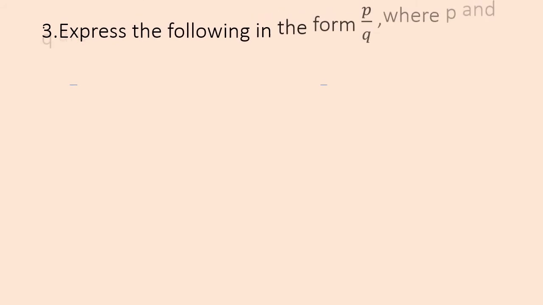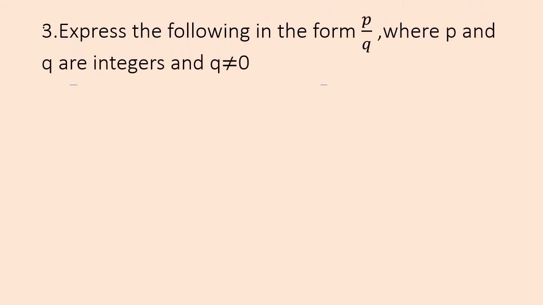Moving to question number 3: express the following in the form P upon Q, where P and Q are integers and Q not equal to 0. In question number 1, that is 0.6 repeating, the decimal expansion is given. You have to write it in the P by Q form. 0.6 with a bar means it is repeating, that is 6, 6, etc.